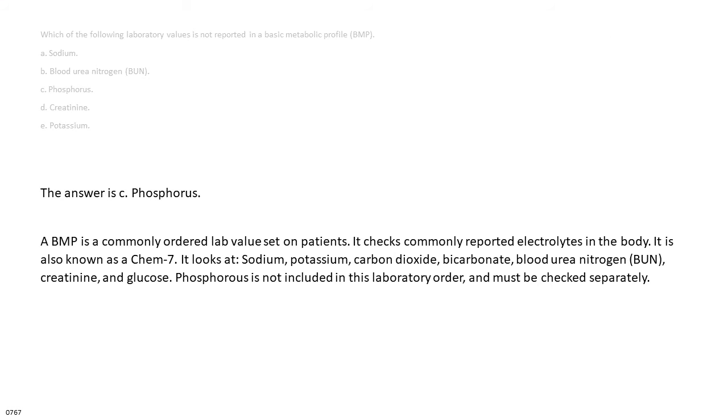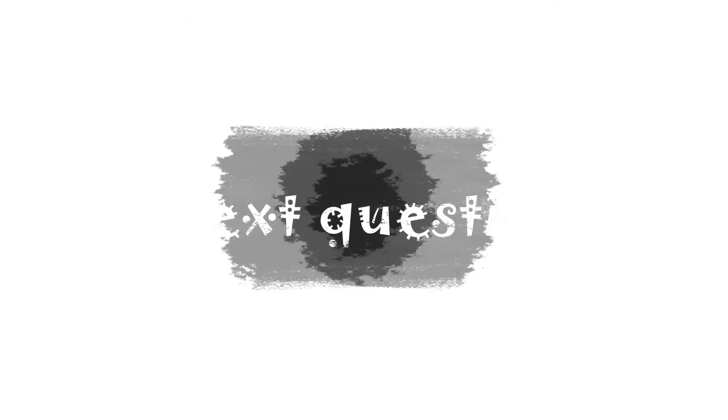The answer is C. Phosphorus. A BMP is a commonly ordered lab value set on patients. It checks commonly reported electrolytes in the body. It is also known as a Chem7. It looks at sodium, potassium, carbon dioxide, bicarbonate, blood urea nitrogen, BUN, creatinine, and glucose. Phosphorus is not included in this laboratory order, and must be checked separately.